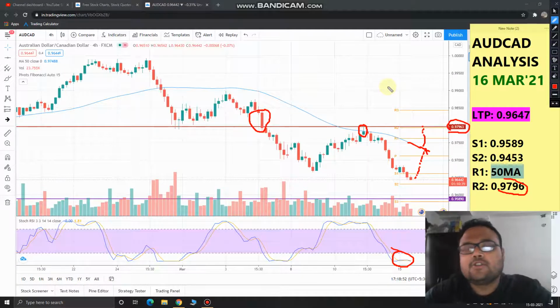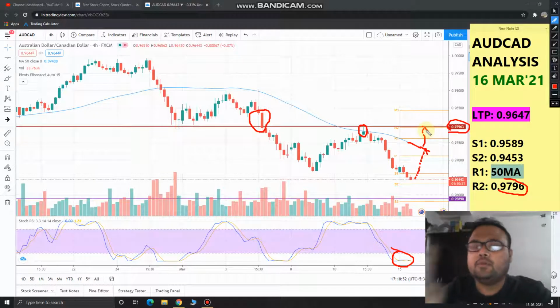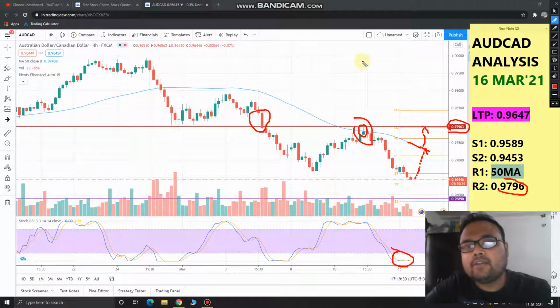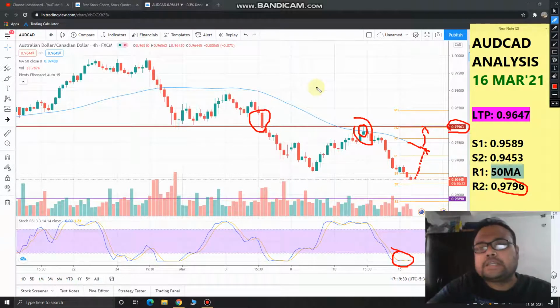price is unable to go up, sellers have joined the party again, they are not allowing the market to go up, then you can short the market here. But do remember, before shorting the market you need a confirmation, and you can get a confirmation with the help of candlestick patterns like already mentioned, shooting star kind of a pattern or a big bearish candle.